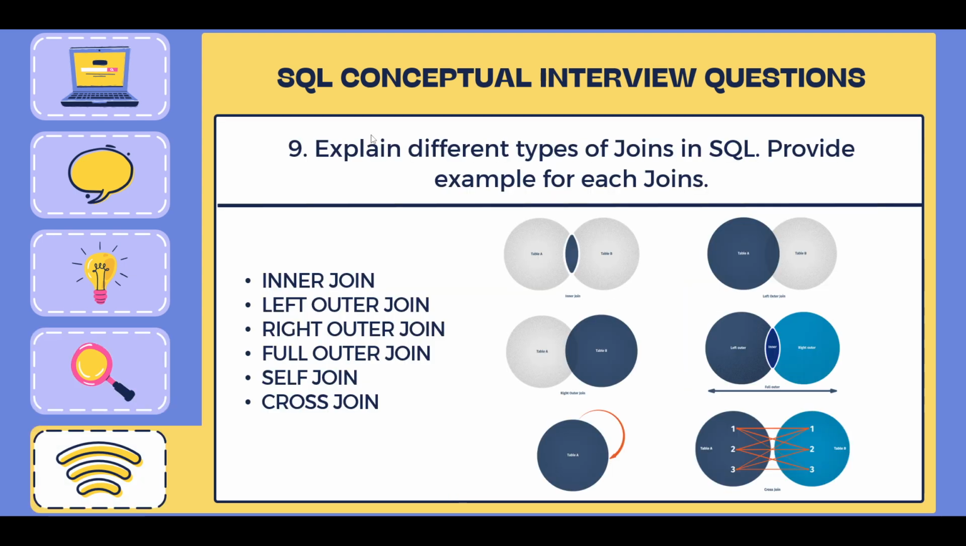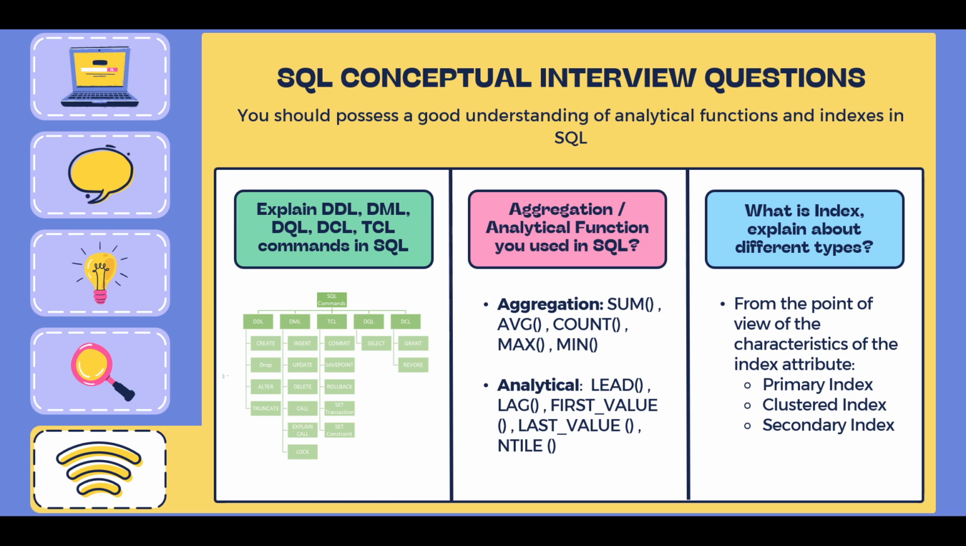Now, they also ask you to explain different types of joins in SQL and provide an example for each join. So we have inner, left, right, full, self, and cross. These are the joins that we use in SQL. And also they ask to provide some real-time scenario.